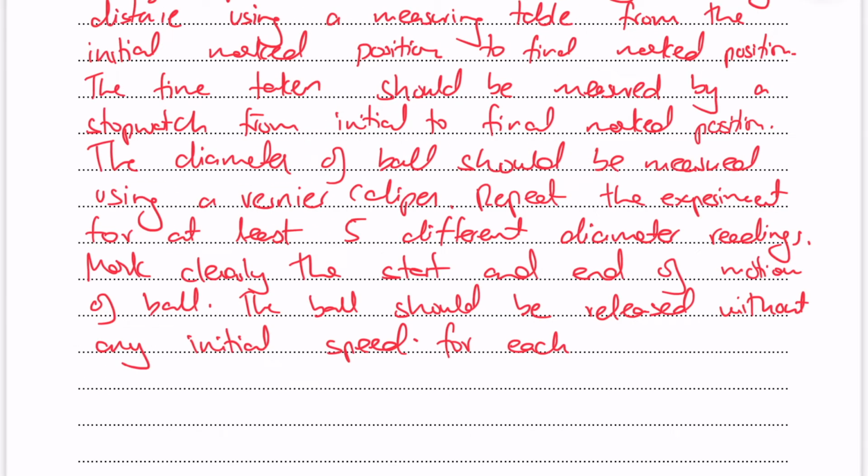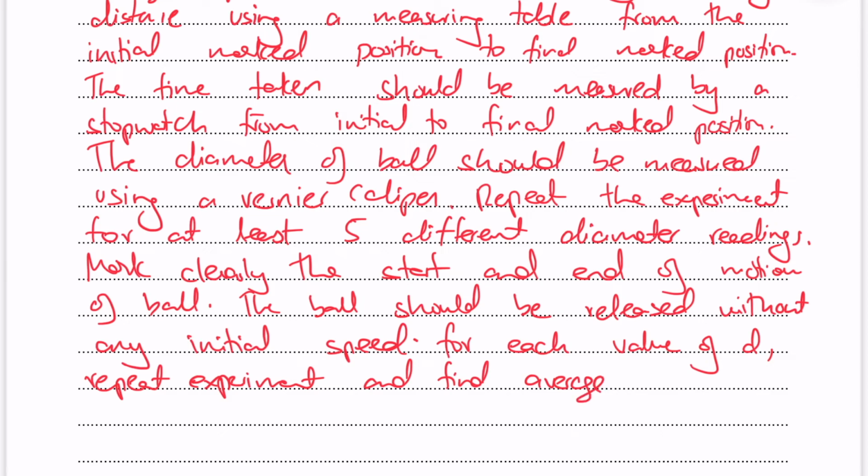It will be good practice if we write that for each value of D, repeat the experiment and find the average. So we have to keep in mind that there are 5 different experiments for D, and for every experiment we have to find the average time.